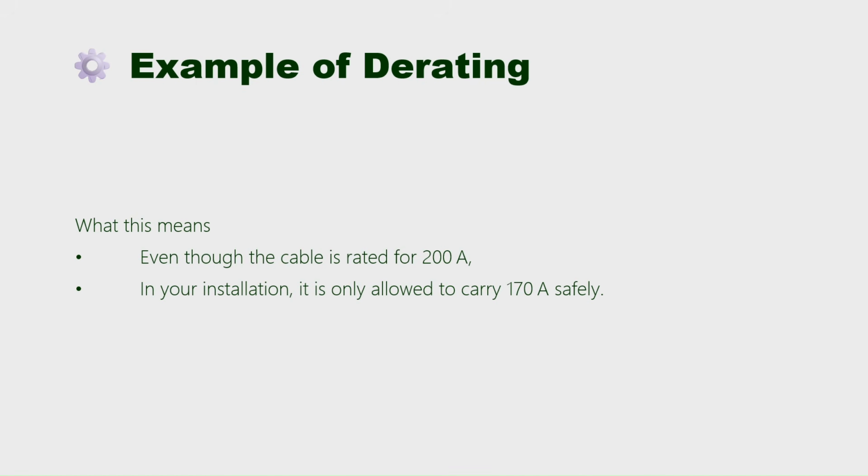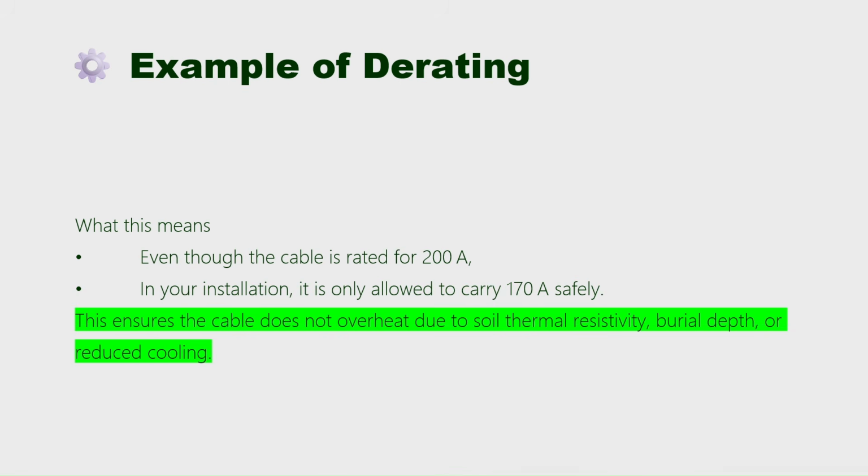What this means is, even though the cable is rated for 200 amperes, in your installation, it is only allowed to carry 170 amperes safely. This ensures the cable does not overheat due to soil thermal resistivity, burial depth, or reduced cooling.